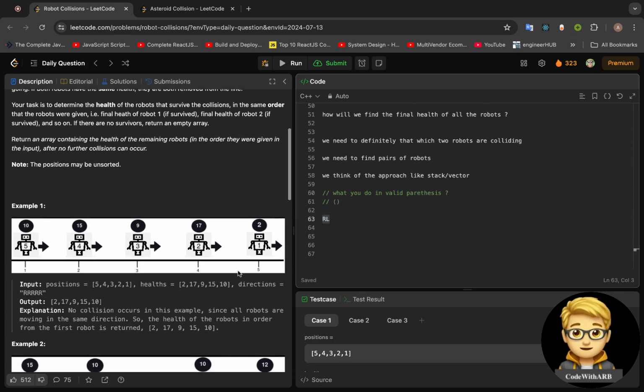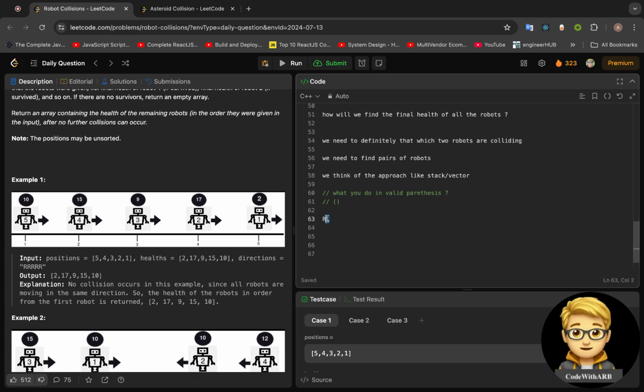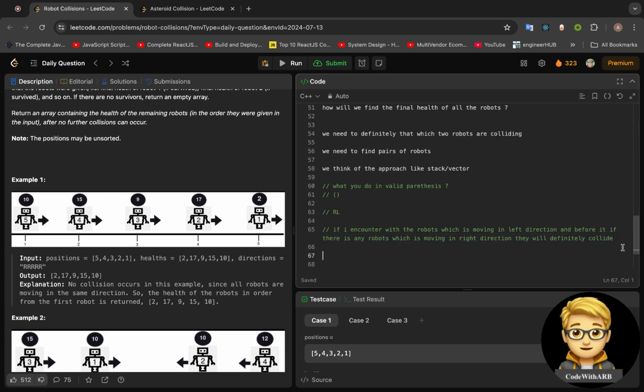For each and every left value, if I get a left value and there is a right value before this left value, it means they will definitely collide. What I'm telling is that if I encounter a robot which is moving in the left direction, and before it there is any robot which is moving in the right direction, they will definitely collide. This is what I'm claiming, and this is not just a claim, this is sure.